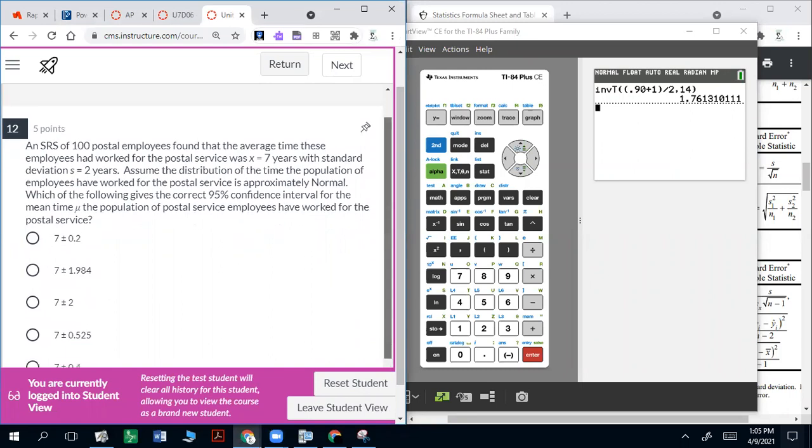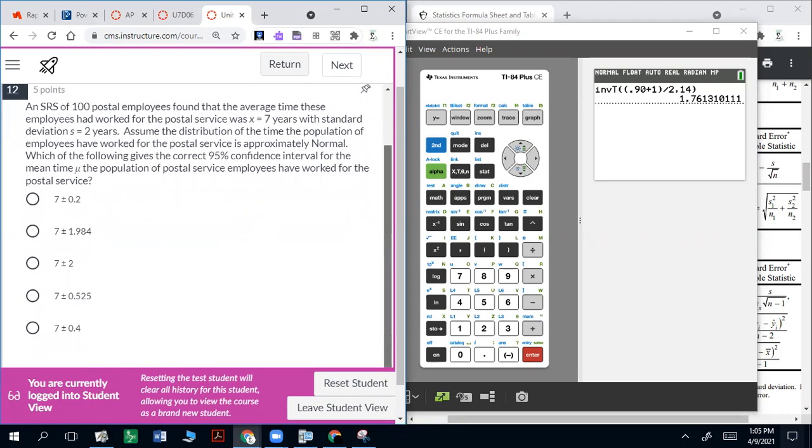Okay, number 12. An SRS of 100 postal employees found that the average time these employees had worked for the Postal Service was 7 years with a standard deviation of 2. The distribution of the time the population of employees has worked for the Postal Service is approximately normal. Which of the following gives the correct 95% confidence interval for the mean time the population of employees has worked for the Postal Service?